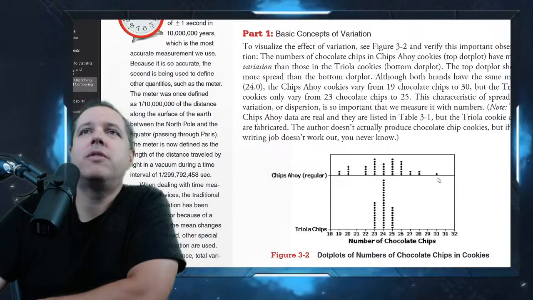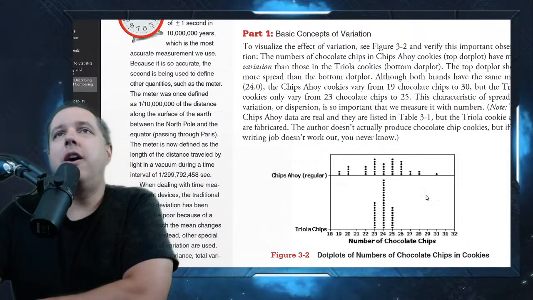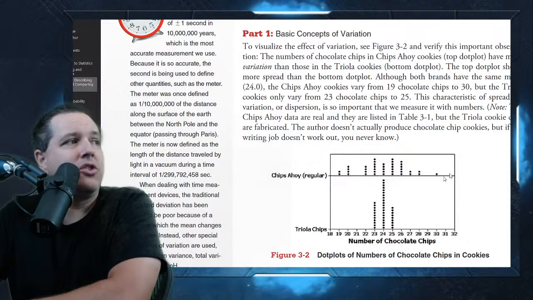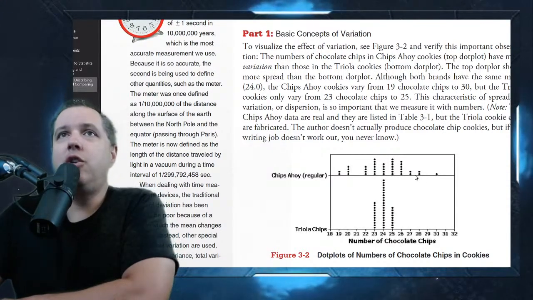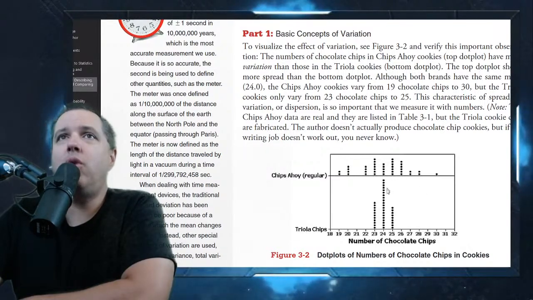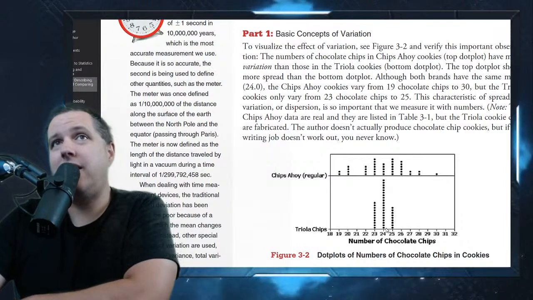Dot plots of numbers of chocolate chips in cookies. That seems like a lot. 30 chocolate chips in the cookies. Anyways, see how the center of these two sets is roughly the same, right? So that would mean that on average, you would expect either one of these types of cookies to have about 24 chocolate chips in them. So that's that center again.